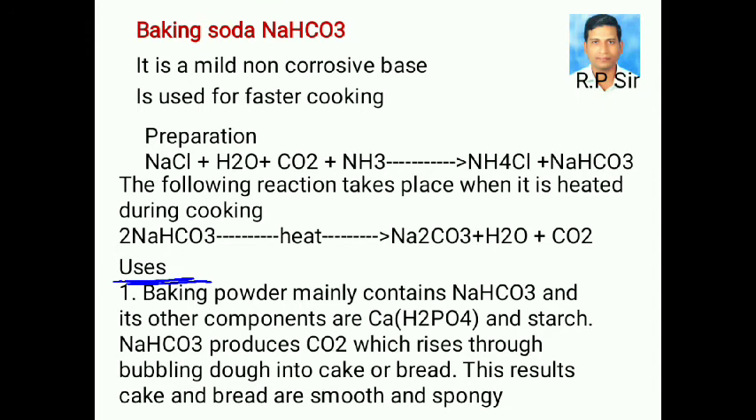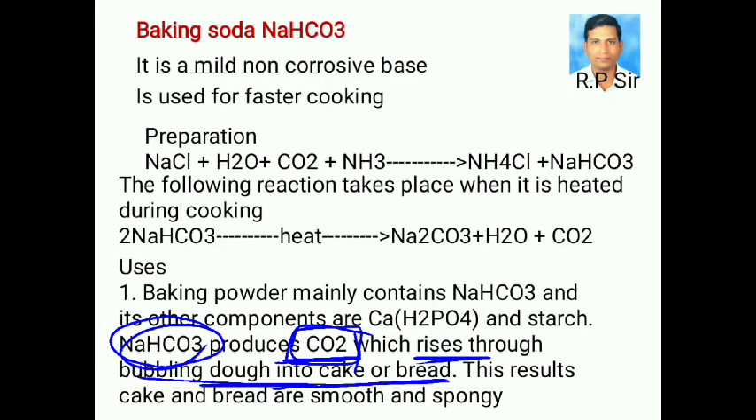Baking powder mainly contains sodium hydrogen carbonate and its other components, calcium hydrogen phosphate and starch. As we know, sodium hydrogen carbonate produces carbon dioxide gas when it is heated during cooking. This carbon dioxide gas rises through bubbling dough into cake or bread. This results in the cake and bread being smooth and spongy.